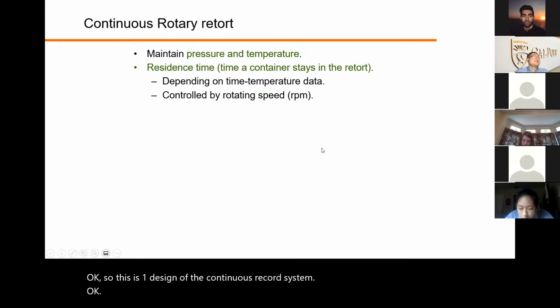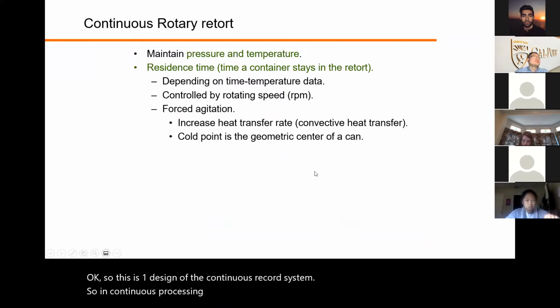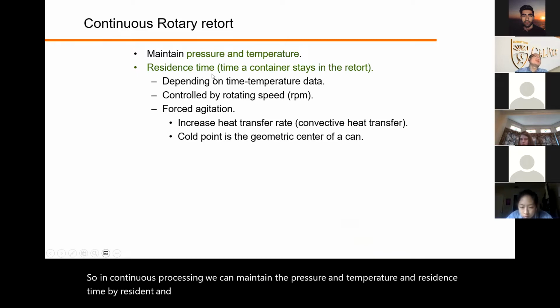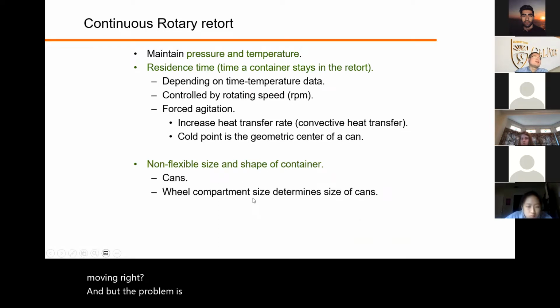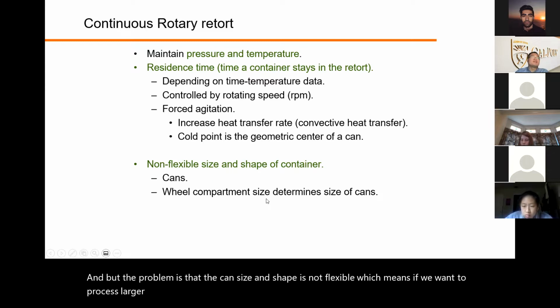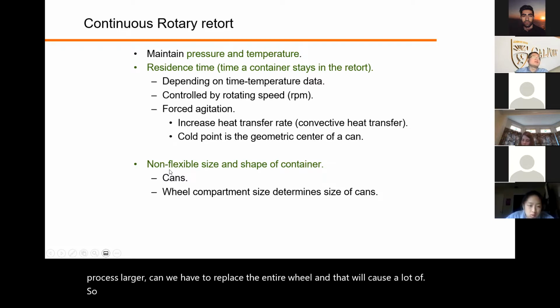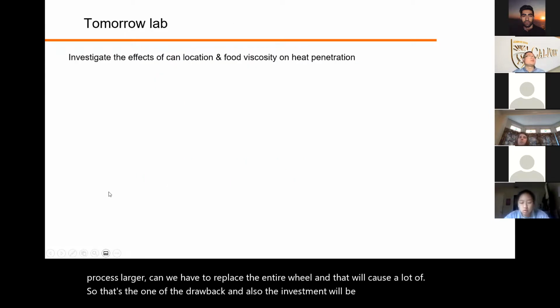So in continuous processing, we can maintain the pressure and temperature and the residence time. The residence time can be controlled by the speed of the conveyor moving, right? But the problem is that the can size and shape are not flexible, which means if we want to process a larger can, we have to replace the entire wheel, and that will cost a lot of money. So that's one of the drawbacks, and also the investment will be larger as well.